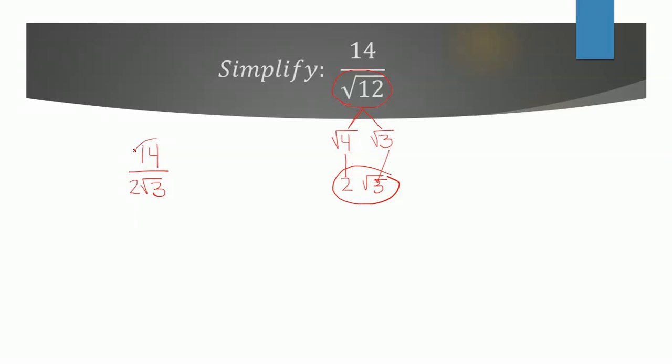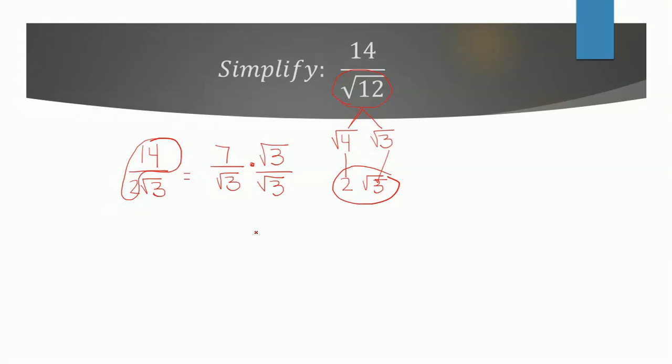Now I noticed something though. 14 and 2 can divide each other, right? So I'll be left with 7 divided by the square root of 3. Now remember guys, you can't have a square root on the bottom of a fraction. It's a big no-no. So what we're going to do is multiply by what is inside the denominator.